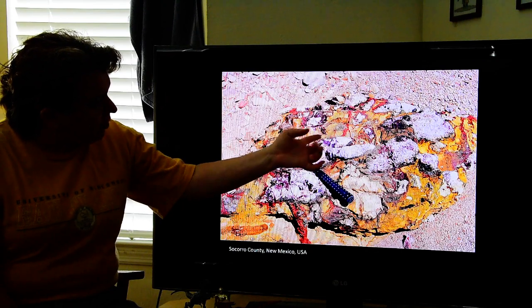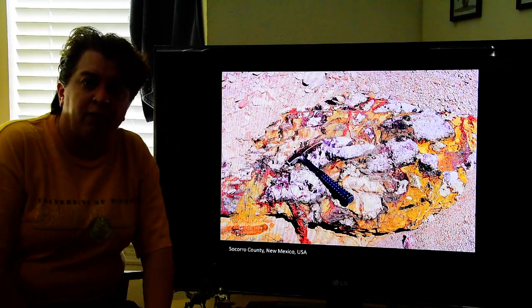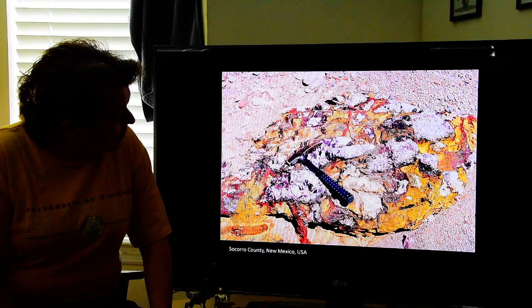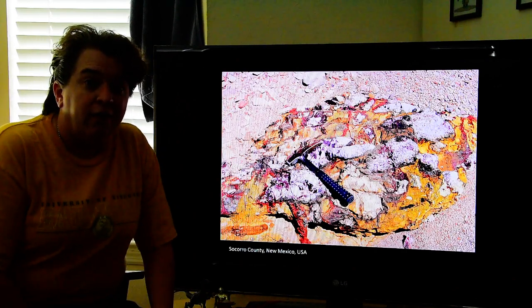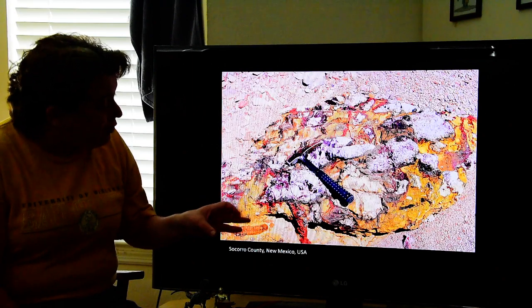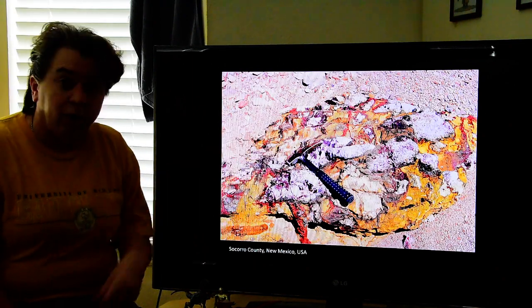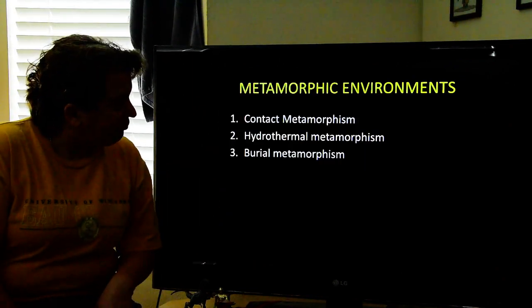And this is some rock that has been altered by hydrothermal metamorphism. And you might not be able to tell, but that began life as a granite. But it's really, really changed because of the hot waters flowing through it.